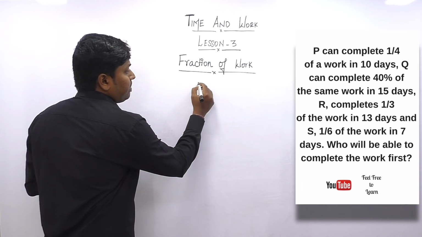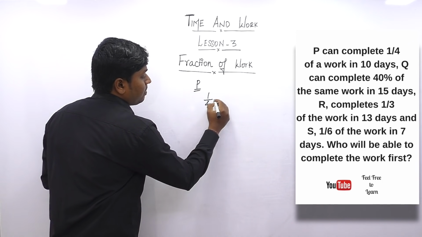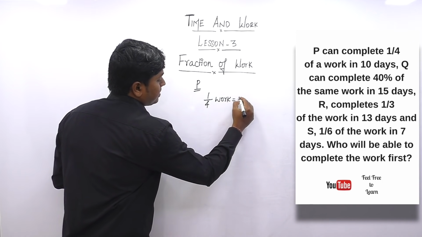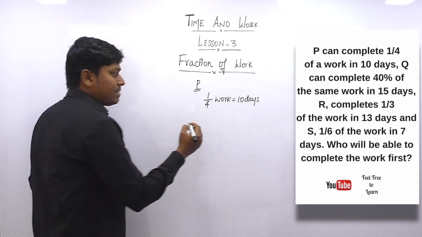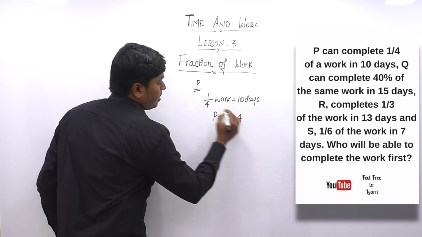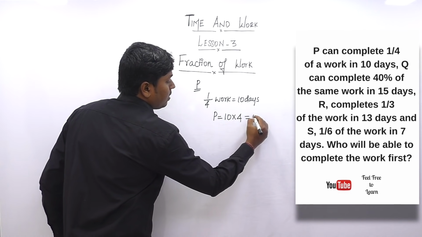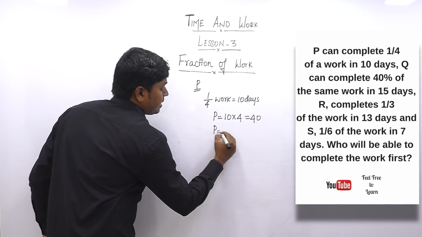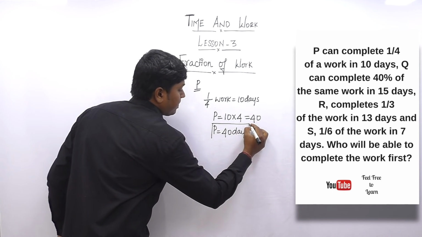So listen here, first of all we can target P. P took 1 by 4th of the work. How many days is he doing it? 10 days. So 10 days he took to do 1 by 4th of the work. So we can say that P alone completes the work in 10 into 4, because when you bring this 1 by 4 to the right hand side it becomes 4. So 10 into 4 will be 40. So we can say that P alone takes 40 days to complete a work.